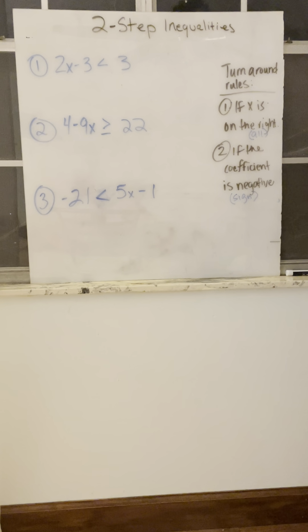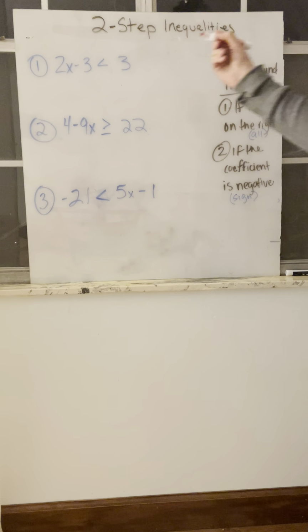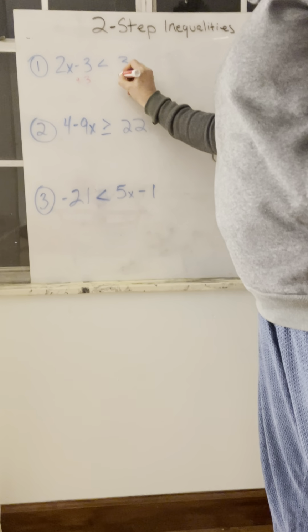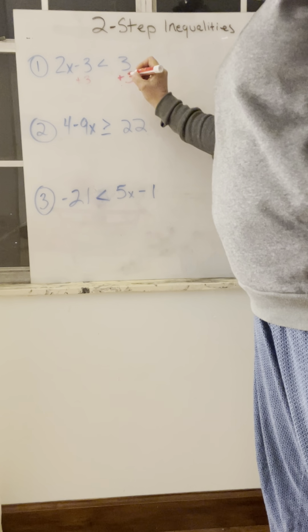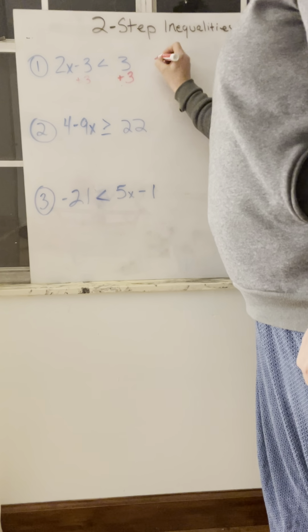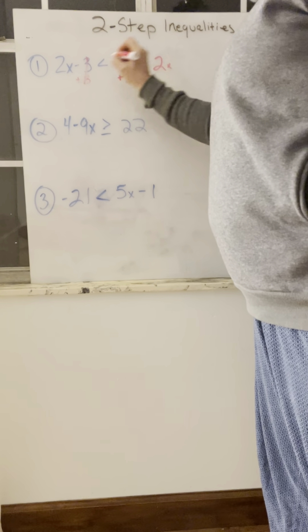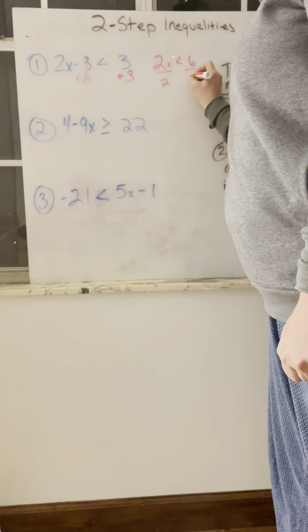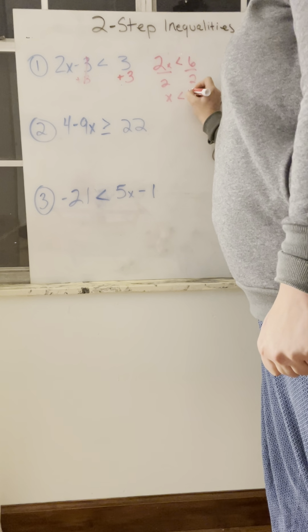First thing we do, like a two-step equation, is we want to get rid of the number that is not attached to x, and that is minus 3 or negative 3. It's minus 3 or negative 3, so you want to add 3 to both sides. Plus 3, plus 3, and so we then end up with 2x, that cancels, is less than 6, divide through by 2, x is less than 3.